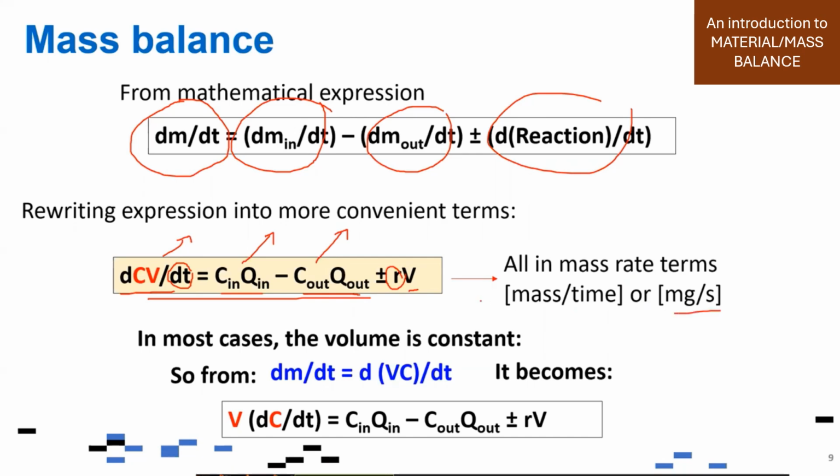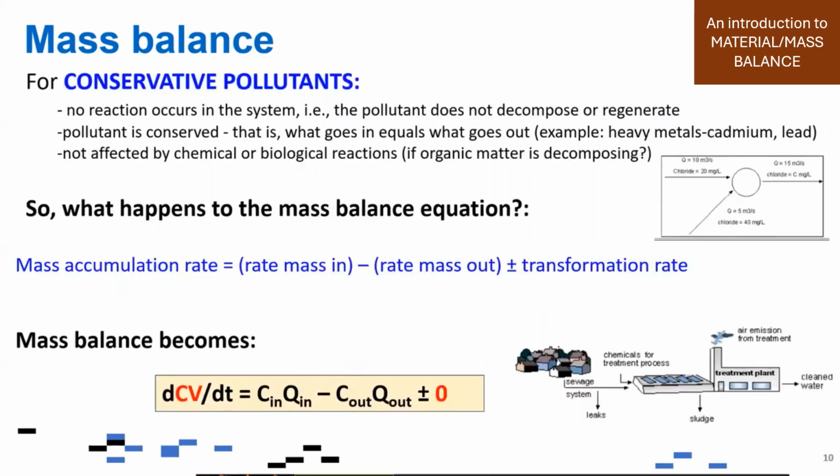So all units are the same here, all in mass rate terms, milligram per second, more or less. But in most cases, the volume of a specific reactor is constant. It's not changing. So we can have the volume outside here, and only the concentration of a particular substance inside the reactor is changing. So the volume is constant, the concentration is changing, and then we can solve for the overall mass balance here.